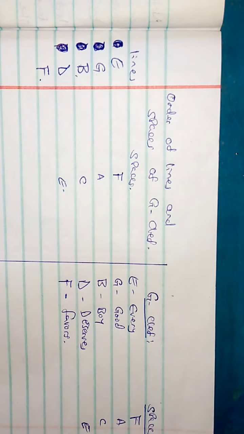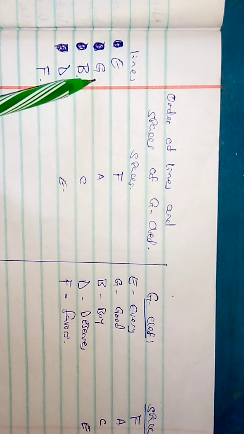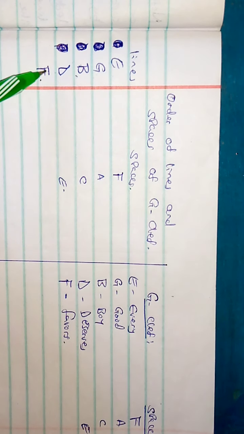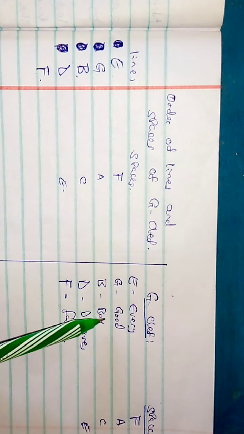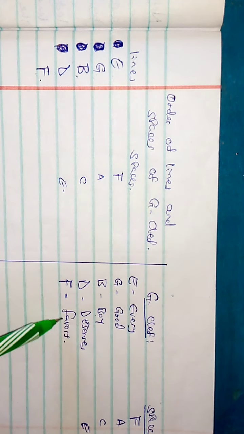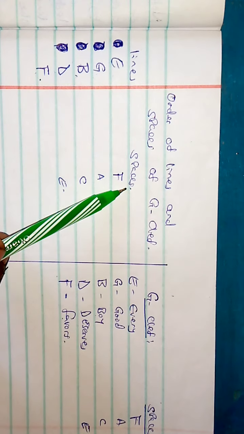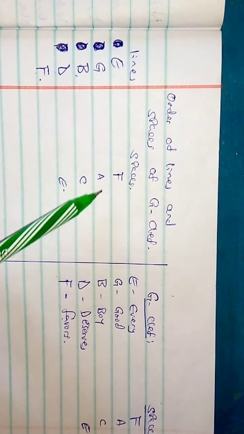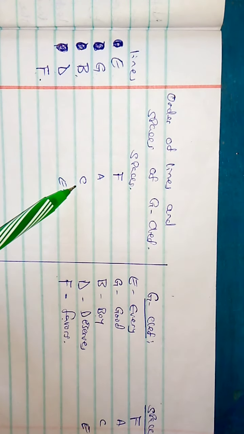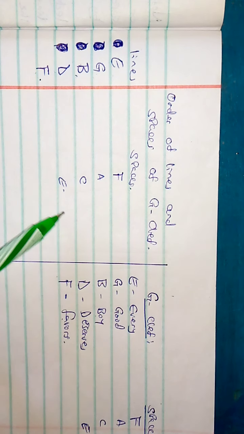Therefore, the order of lines and spaces of a G-Clef for lines are E, G, B, D, and F. We can say that every good boy deserves favors for easy memorial. For spaces, you can just say face, that is F, A, C, E, the normal face.